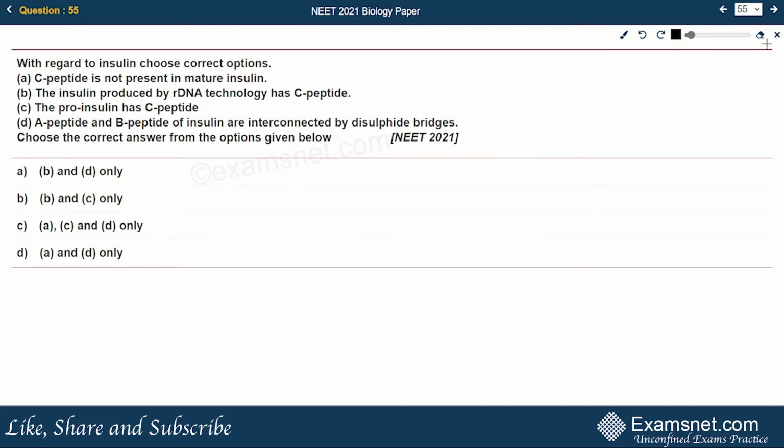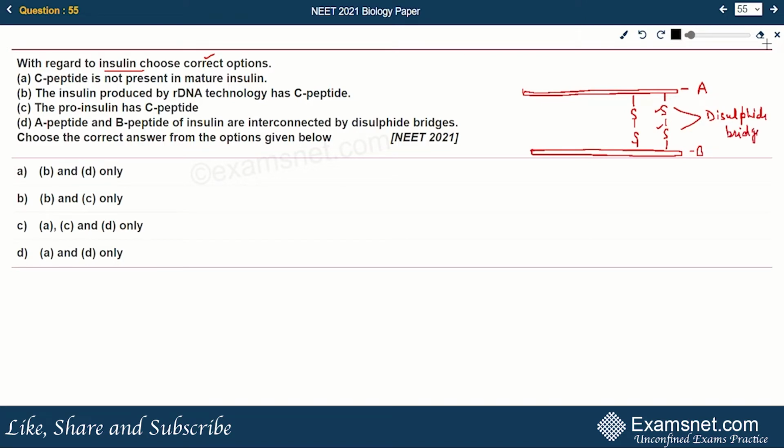So the next one is question number 55, which is from the chapter Biotechnology and its applications. And the question is, with regard to insulin, choose the correct options. Before we have a look at the options, let's try to understand the structure of an insulin. An insulin mainly consists of two chains of polypeptides, chain A and chain B. Both are polypeptide chains, and these two chains are connected through disulfide bridges. Disulfide bridges means containing two sulfide bonds. You can see here. Therefore, these are known as disulfide bridges.